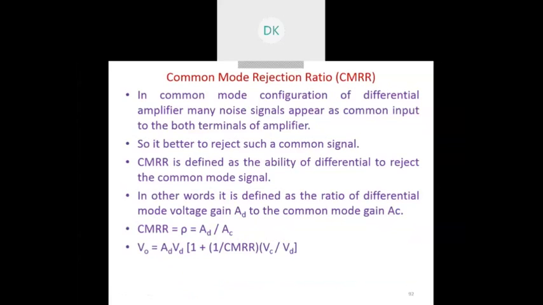Common mode rejection ratio. It is an important parameter of a differential amplifier. It is defined as the ratio of differential mode gain to common mode gain.